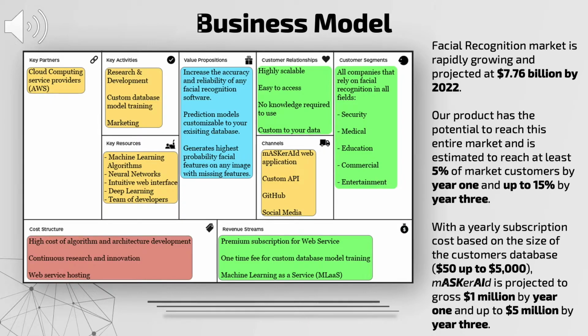Coming to the channels, our product communicates and reaches its customers via the mASKerAId web application, custom API, GitHub, and social media. The potential customers for our product include all companies that rely on facial recognition like security, medical, education, etc. The most important expenses include the high cost of the algorithm and its complex architecture development, continuous research and innovation since facial reconstruction is something brand new, and hosting of the web service.